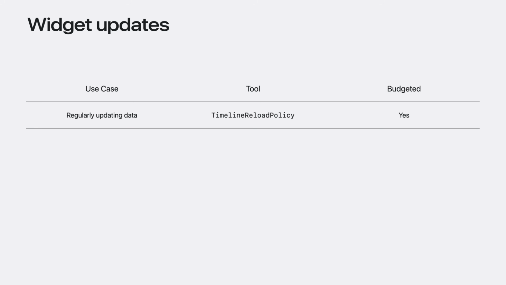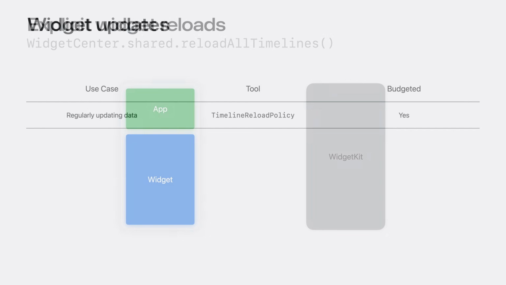Using the timeline reload policy is a great option for widgets that need to update at regular intervals, such as a widget that displays the hours of a cafe, a weather widget, or a stock widget. The scheduled timeline reload is budgeted by the system to help maintain performance and battery life.